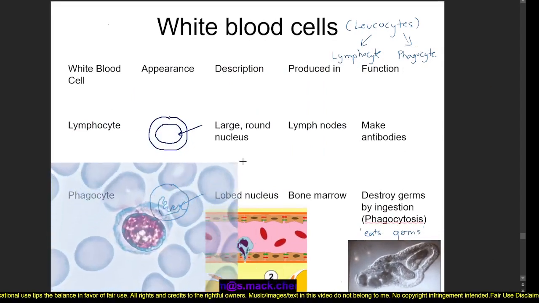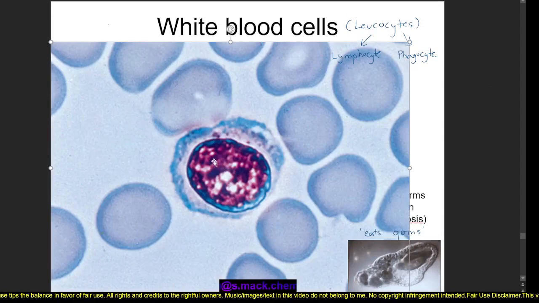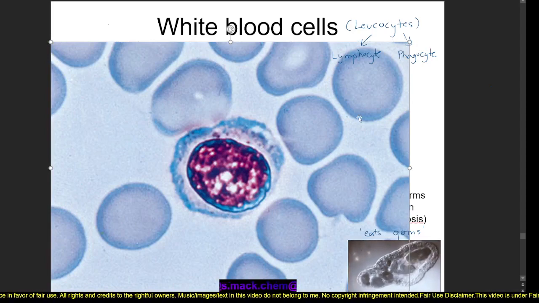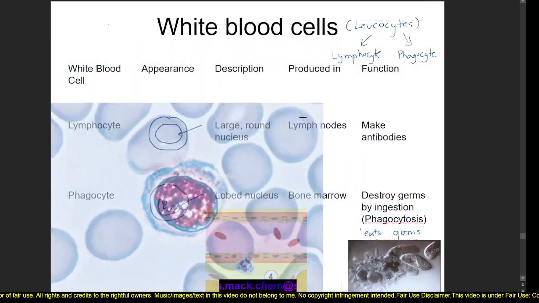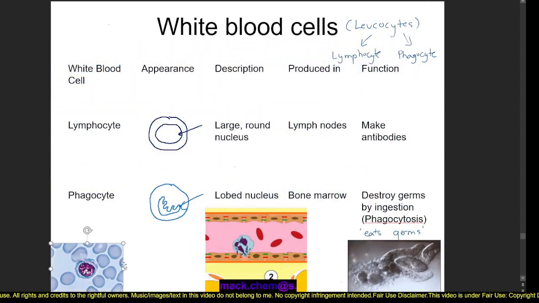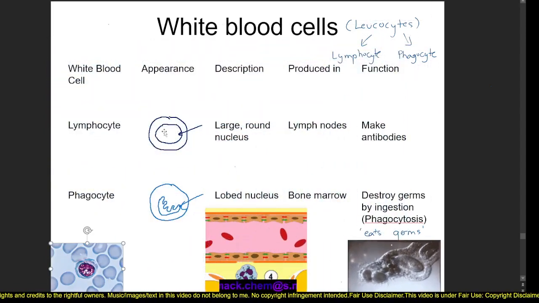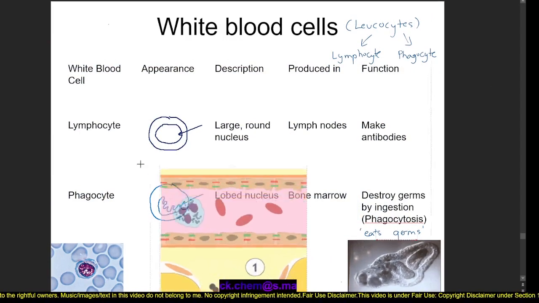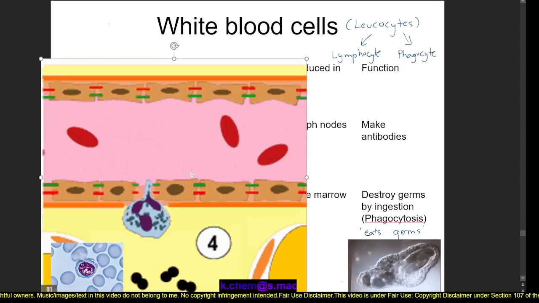In this diagram, it shows me my lymphocyte. You can see a nice round nucleus. This is what we call a lymphocyte. And I've drawn a very simple diagram, which you should know how to draw. Right? Large round nucleus.